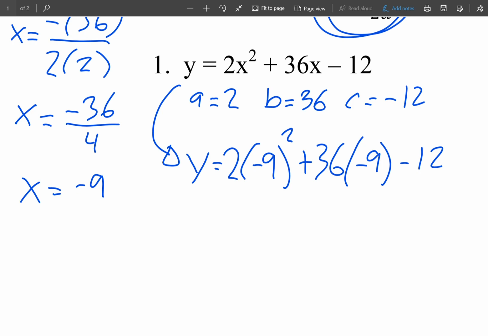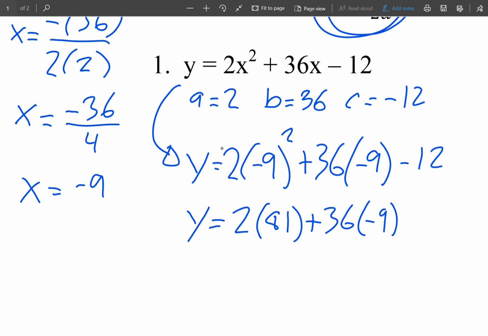Well, order of operations would say to do the exponent next. I have one exponent, which is negative 9 squared. Of course, that becomes positive 81. I'll leave the other multiplication for the next step. So I'll keep the 36 times negative 9 and the minus 12.